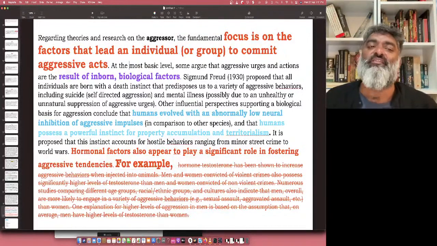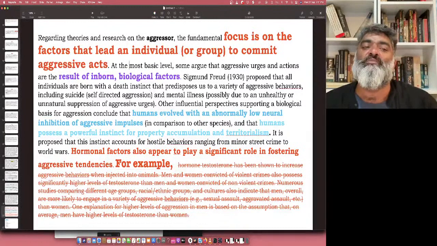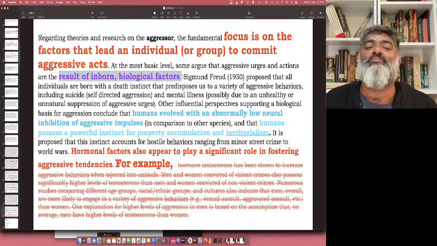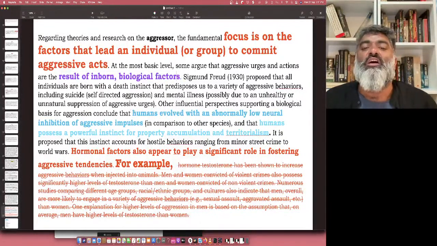And now, just to save time, and maybe especially for those people who have already read the passage by themselves, I'll just highlight what are those factors. Results of inborn biological factors. I'll go to the Freud story in a second.